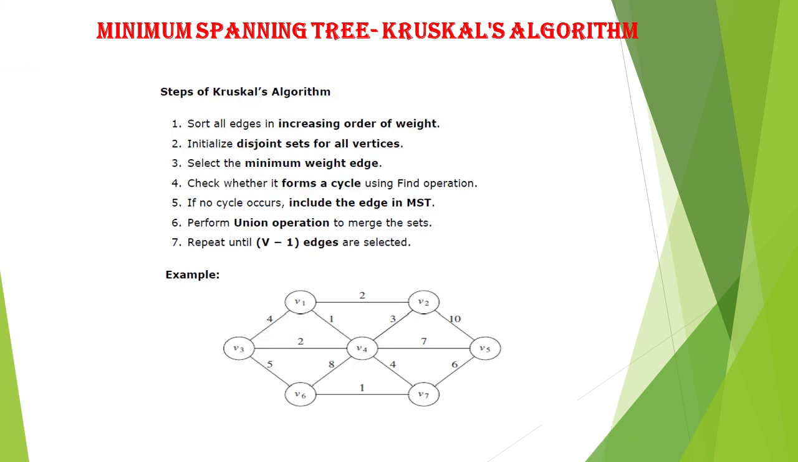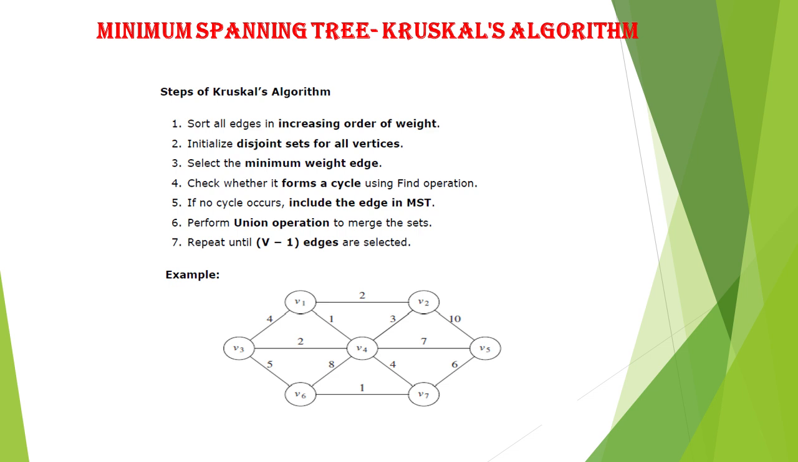The steps involved in Kruskal's algorithm: first, sort all edges in increasing order of weight. Second step is to initialize a disjoint set for all vertices. Third, select the minimum weight edge. Fourth, check whether it forms a cycle using the find operation. Fifth, if no cycle occurs, include the edge in the MST. Sixth, perform the union operation to merge the sets. Seventh step is to repeat until V minus 1 edges are selected in the tree.